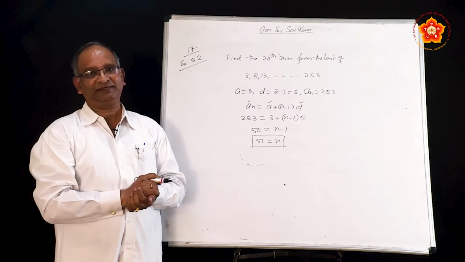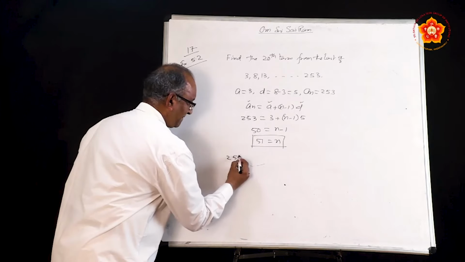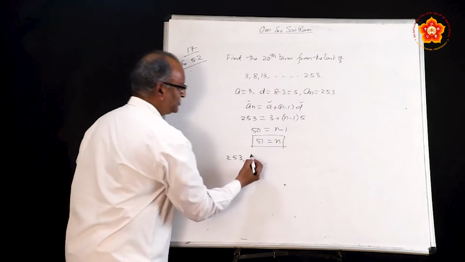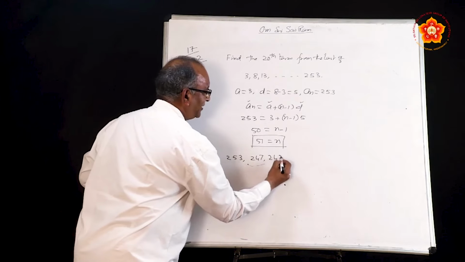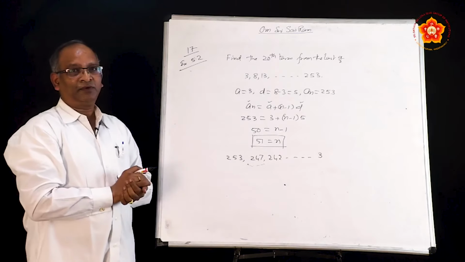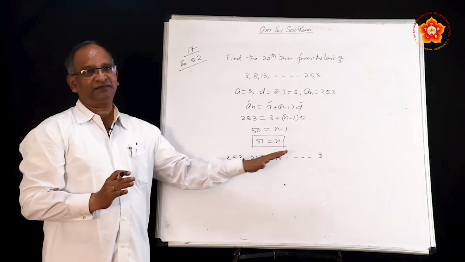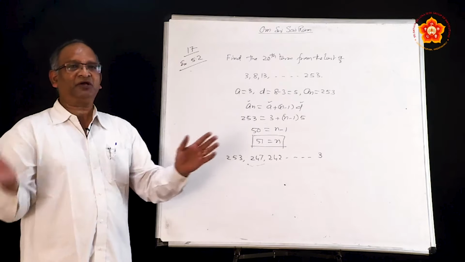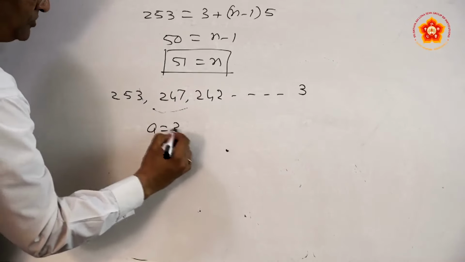We have two ways of doing it. One way of doing it is to just reverse the sequence. You start from 253. And you know the difference is what? The difference is 5. So 247. Decrease 5, it will become 242 and so on. And the last term in that case will be 3. If you are following this method, for this particular sequence, find the 20th term from the beginning. Why 20th term from the beginning? Because we have reversed the sequence. So we can say that a is equal to 253.